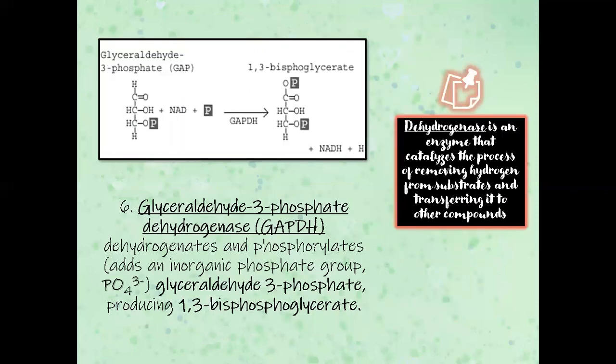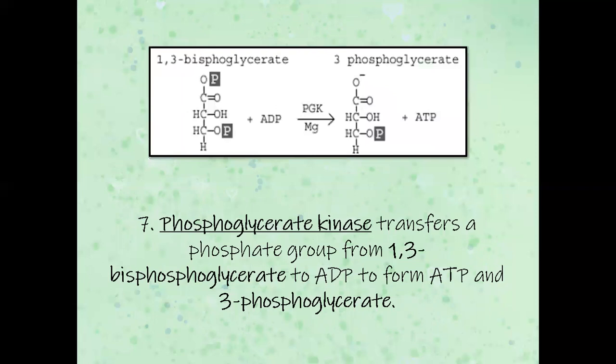In the sixth step, glyceraldehyde 3-phosphate dehydrogenase oxidizes and phosphorylates glyceraldehyde 3-phosphate, producing 1,3-bisphosphoglycerate. In the seventh step, phosphoglycerate kinase transfers a phosphate group from 1,3-bisphosphoglycerate to ADP to form ATP and 3-phosphoglycerate.